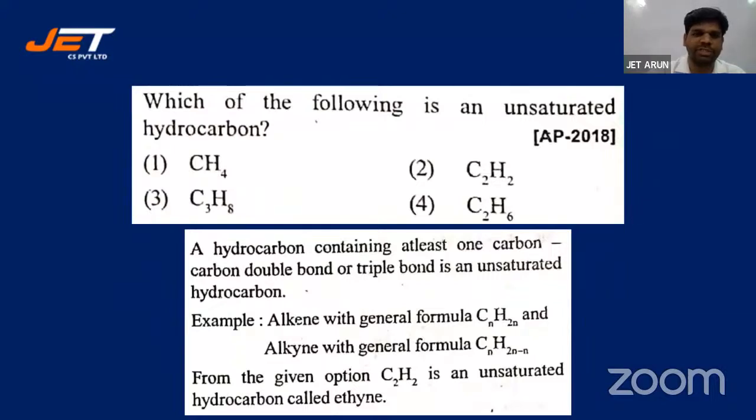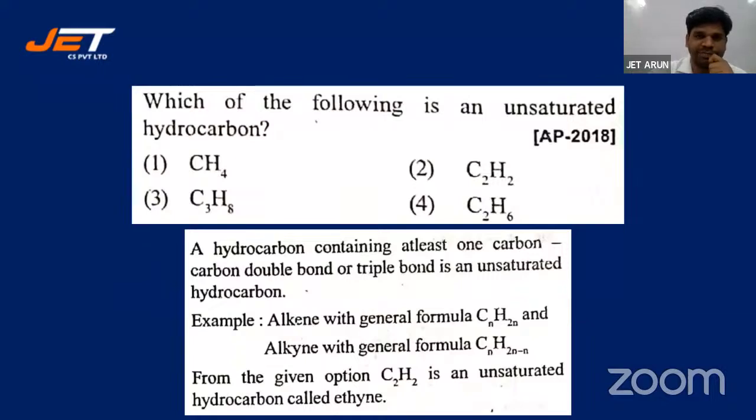Which of the following is an unsaturated hydrocarbon? And the answer is also repeat. So I suggest you just read the key. I mean, not the key, but the solution. A hydrocarbon containing at least one carbon-carbon double bond or a triple bond is called an unsaturated hydrocarbon. So CnH2n and CnH2n minus 2.